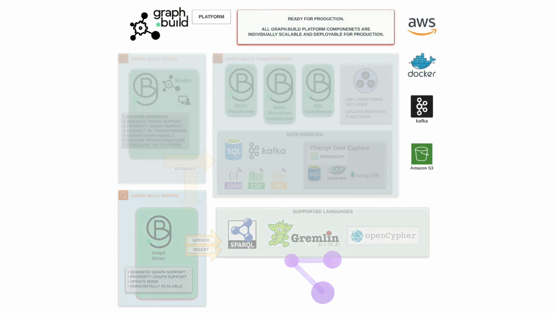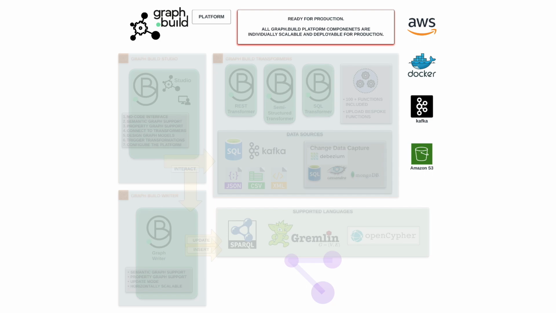The Graph.Build platform is ready for production. All components are deployed as Docker containers, and the platform is ready for deployment either locally or on AWS infrastructure, where we can also provide CloudFormation templates. For convenience, you can choose to store all your platform configuration, graph models, and graph data either in S3 or on disk, whether locally or networked.